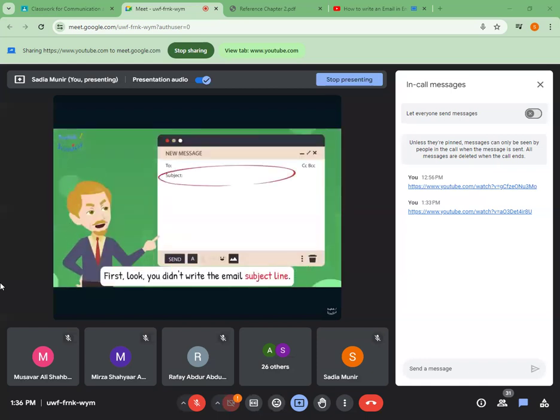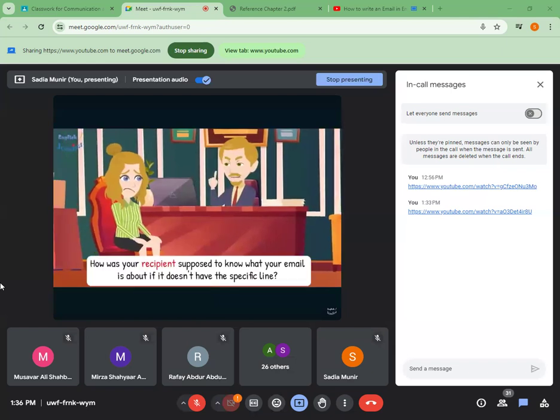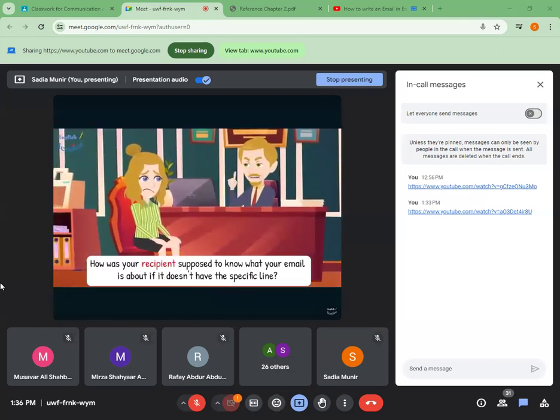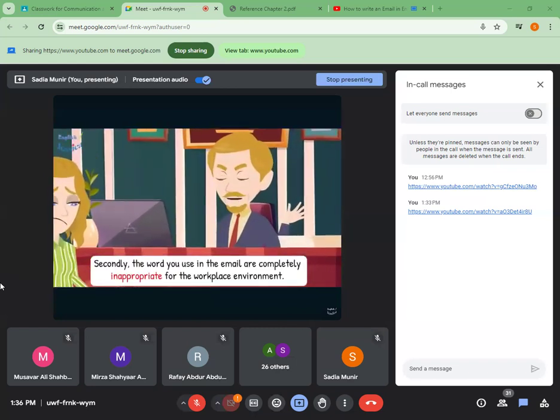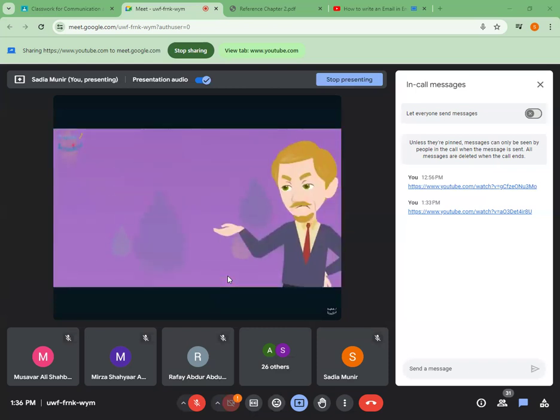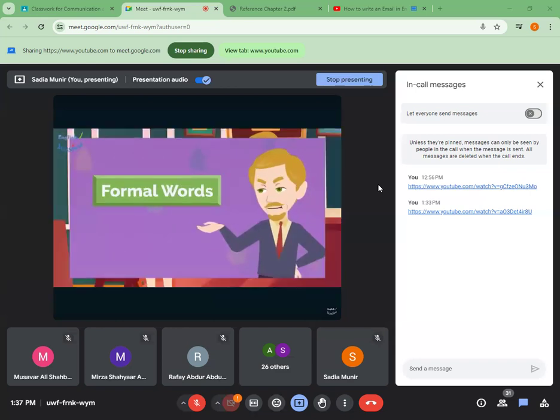First, look, you didn't write the email subject line. Never ever have a blank subject line. How is your recipient supposed to know what your email is about if it doesn't have the specific line? Secondly, the words you use in the email are completely inappropriate for the workplace environment. You need to use formal words when writing the email.